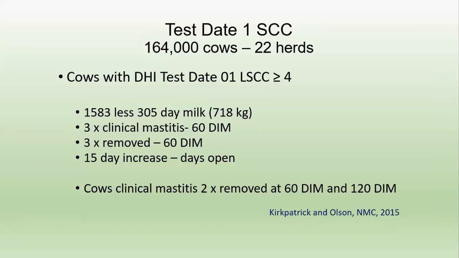Also, cows with clinical mastitis were 2 times more likely to be removed, whether you looked at 60 days of milk or 120 days of milk. This is why, if you make changes in your dry cow therapy program, you need to track your fresh cow subclinical mastitis, not just clinical mastitis.